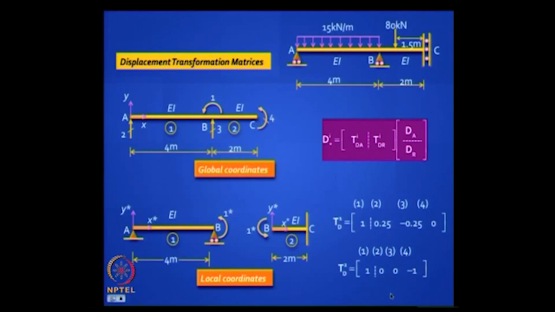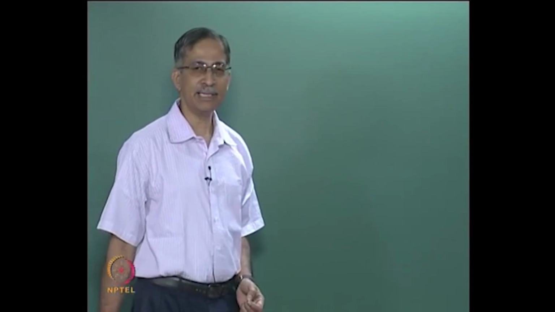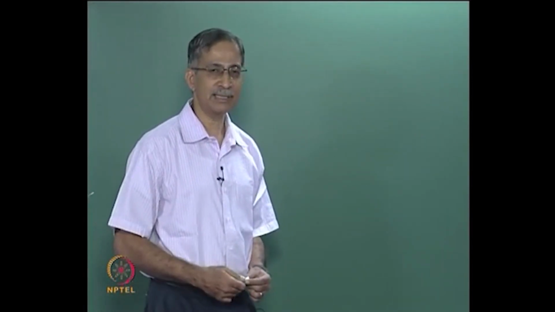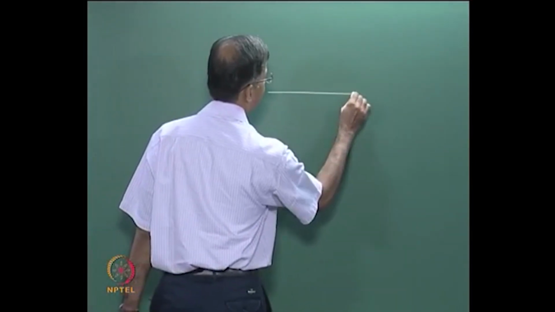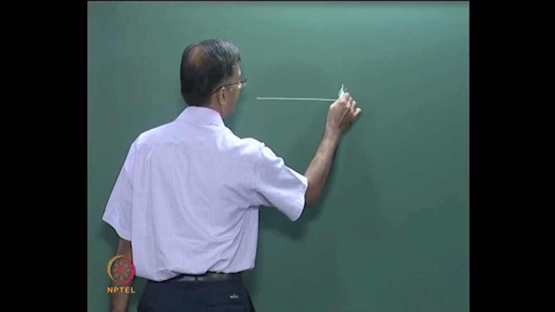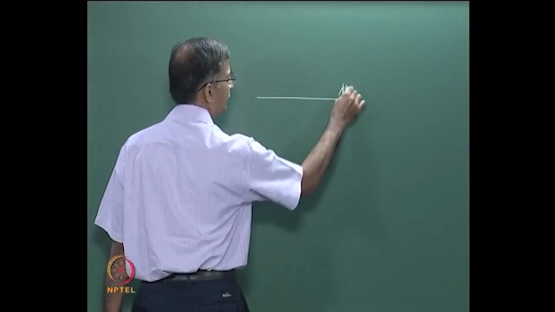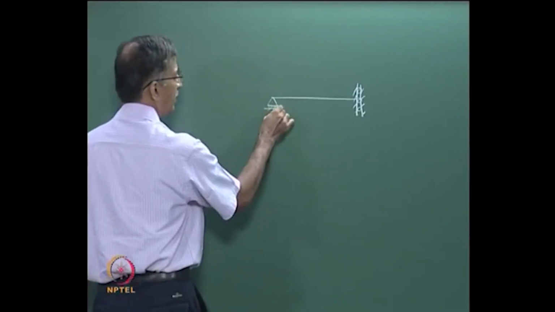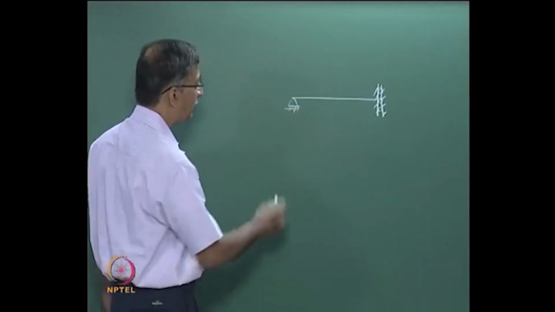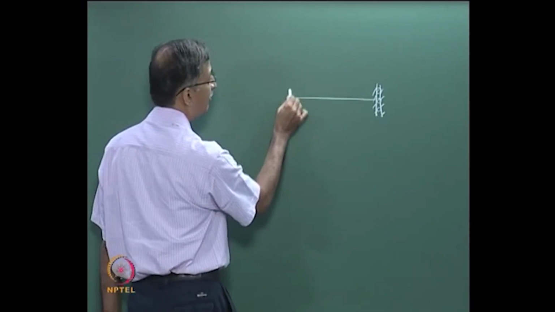Maybe you might like it in the old style. Okay, let us try to generate the TD matrix for this guided fixed support case from first principles. So you have guided fixed support here, prop here, and we first take the case where you have a movement here.